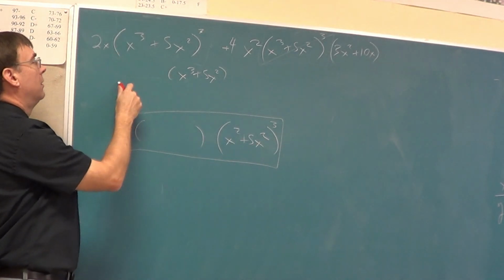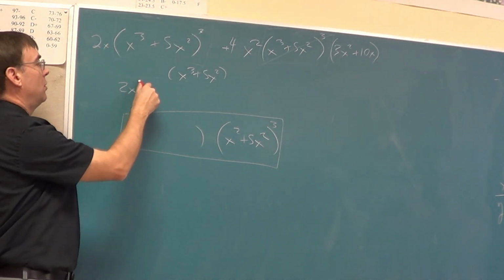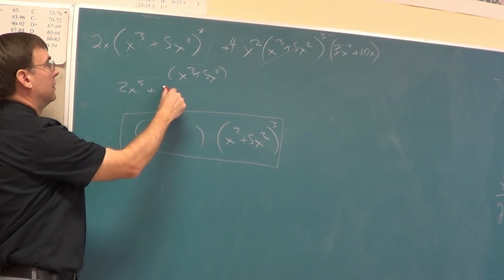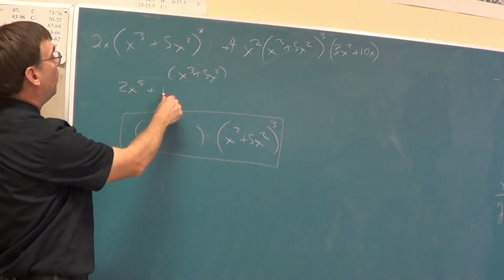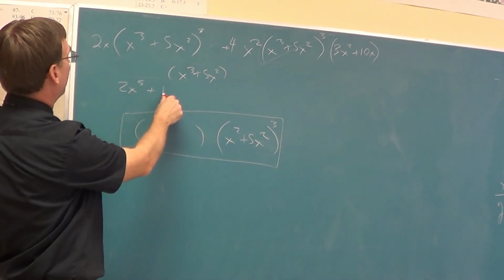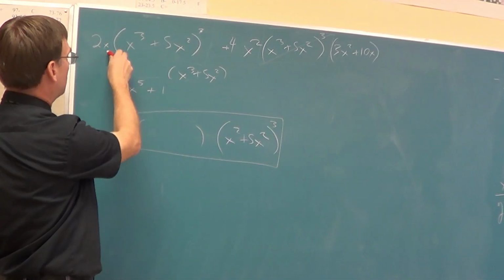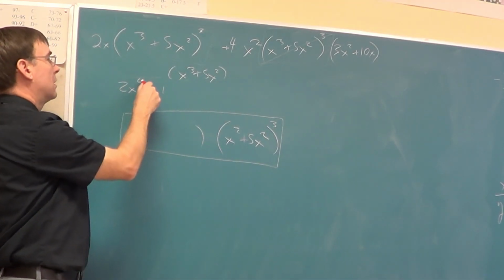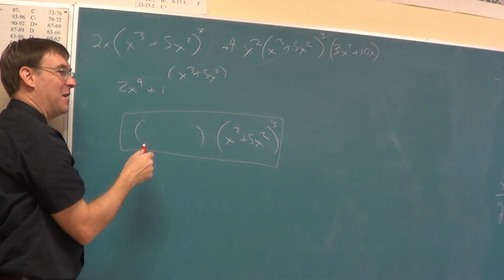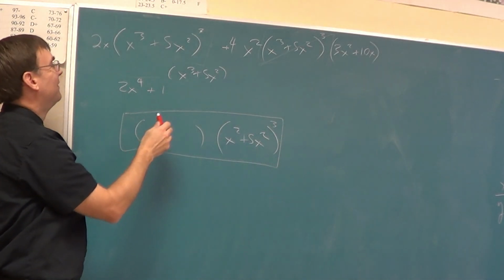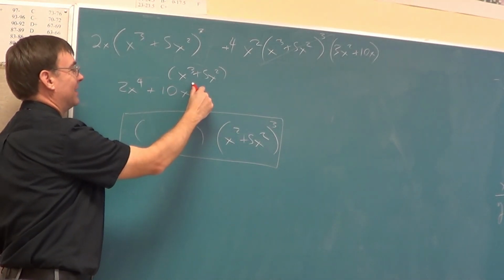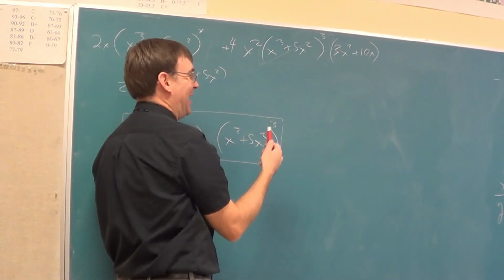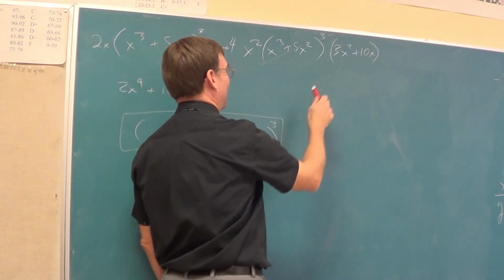Here we have to distribute, which is 2x fifth plus, what, 2x. Oh, yeah, you're right. Because you're right and I'm wrong. Good to have you here. 10x, 10x cubed. Good. I was just making sure you're paying attention. I messed it up. I'll freely admit that.